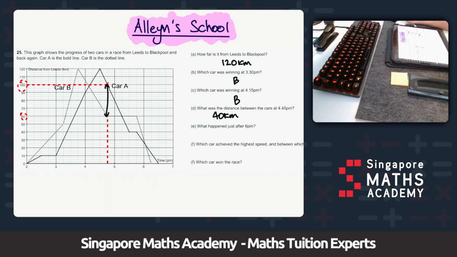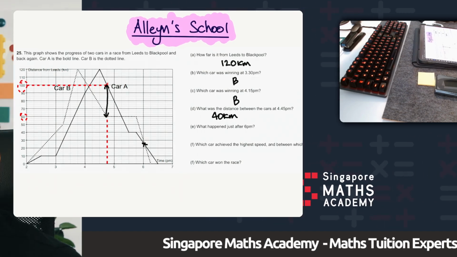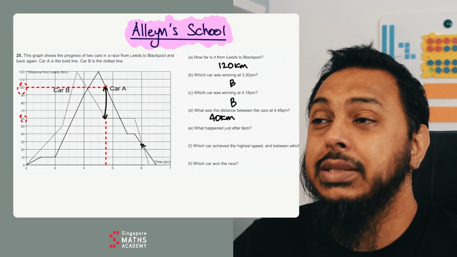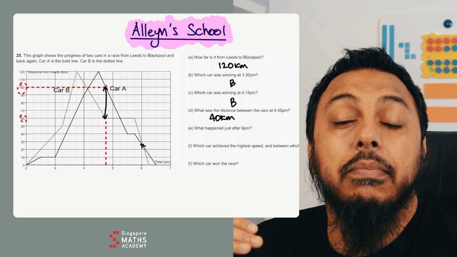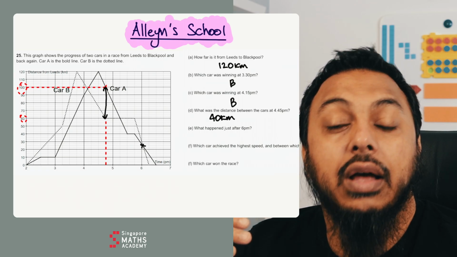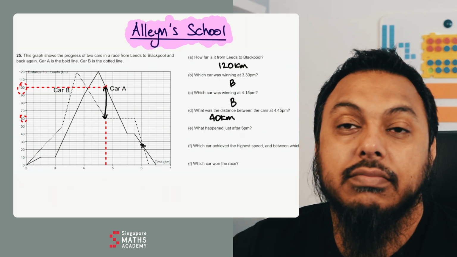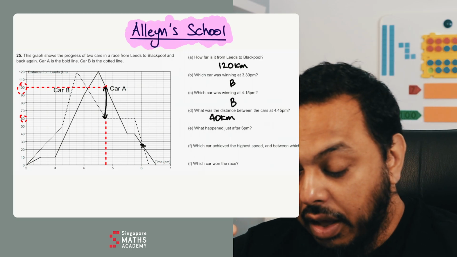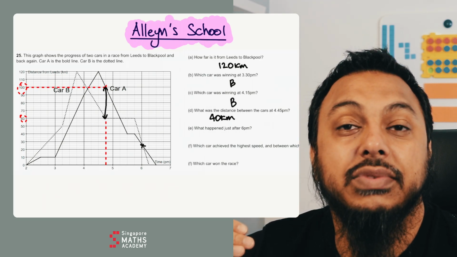What happened just after 6 p.m.? So you've got 6 p.m. here. Just after 6 p.m. is here. This is where they both met, right? So what can we say? We can say they both met, or the two cars at this point are the same distance away from Blackpool or away from Leeds. They are at the same place in terms of distance.